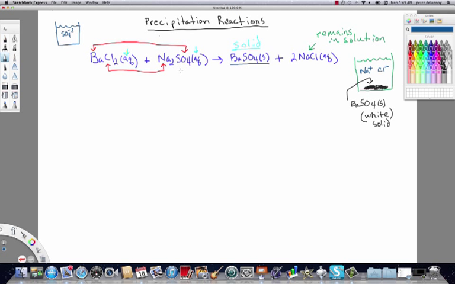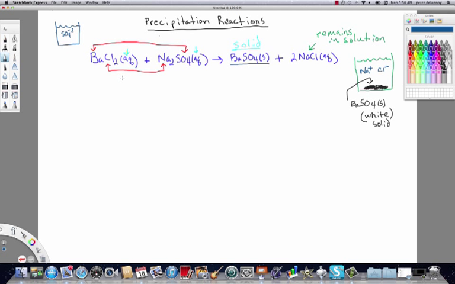Now, going back to what I talked about at the beginning of the video, technically speaking, a precipitation reaction involves the combination of two solutions that contain ionic compounds.